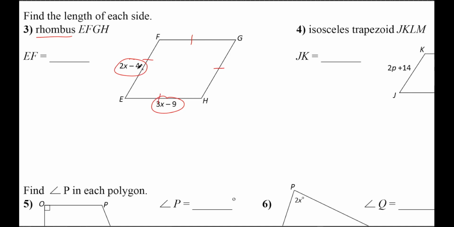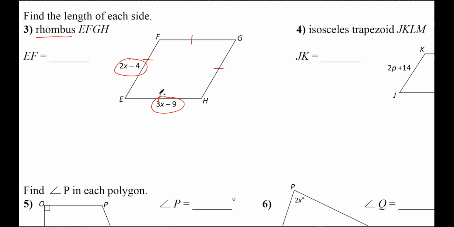I don't add them. What do we know about all 4 sides? They're the same, right? They're exactly the same. They are what to each other? They are equal to each other. So if this is the length of this side and this is the length of this side, what's true about the 2 lengths? They are equal. So what am I going to do to these 2 things? Set them equal. That's right. I don't add them up, okay?